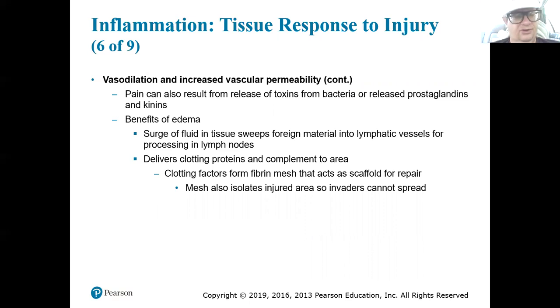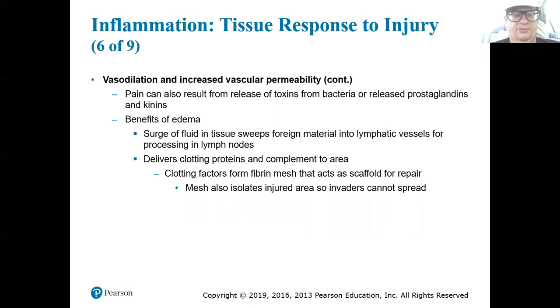Is there ever anything good about edema? Yeah. When you have that surge of fluid, all that fluid rushing into the area, you can wash the debris from dying cells. You can wash the nasty chemicals you wish weren't around into the lymph vessels and pass them through the lymph nodes, where more white blood cells can process and attack.